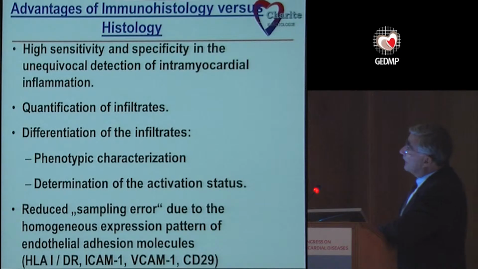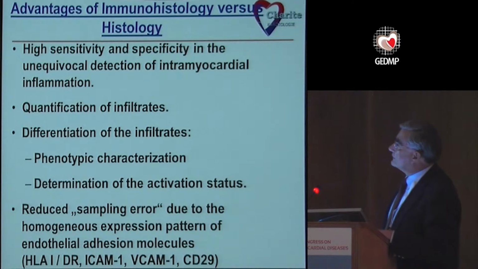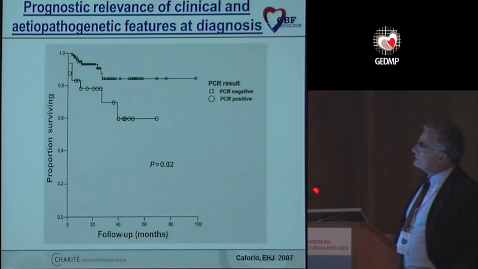So I think we can say that immune histology in comparison to purely histology has enormous advantages concerning sensitivity and specificity, quantification and differentiation of the infiltrating cells, and the different expression profiles concerning adhesion molecules give us a lot of information which we don't get by pure histology.